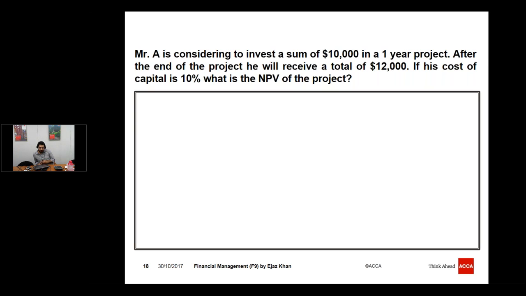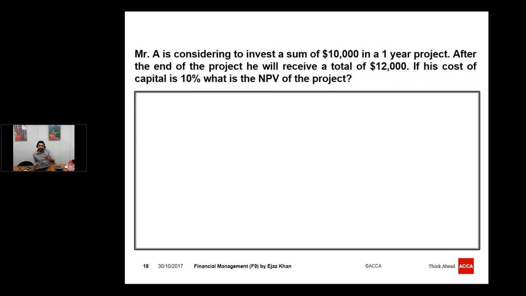Mr. A is considering to invest a sum of $10,000 in a one-year project. After the end of the project, he will receive a total of $12,000. If his cost of capital is 10%, that is the minimum Mr. A wants to generate, what is the net present value of the project? Forget about what is net present value at the moment. Just concentrate on the figures that have been given in the question.